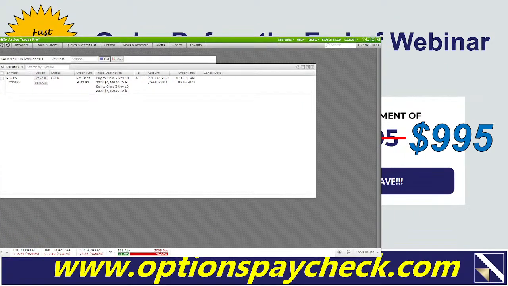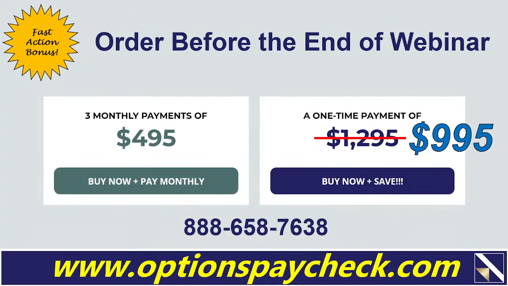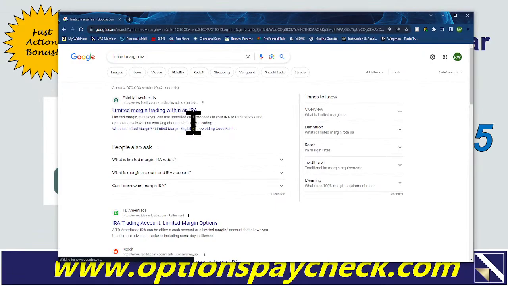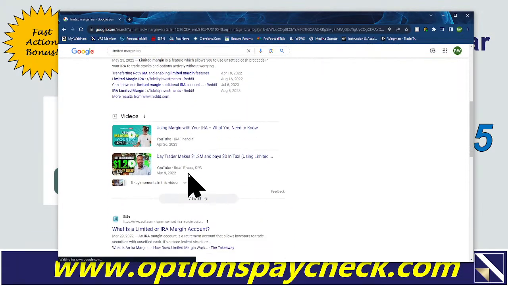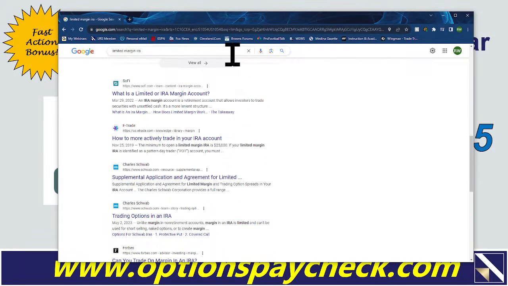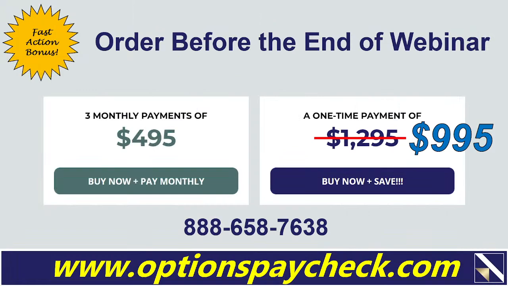So, yes, there are some things called a limited margin IRA that you can do. And I just Googled it real quick. And then you can kind of see, limited trading margin in IRA, using margin with your IRA, what you need to know, what is a limited or IRA margin account. So there is something called a limited margin IRA account where you can do these trades. Just talk to your broker beforehand, let them know what you're doing. Tell them, hey, I'm taking a course on spreads and I want to do this in my IRA. Let them know that you're taking a course on it.